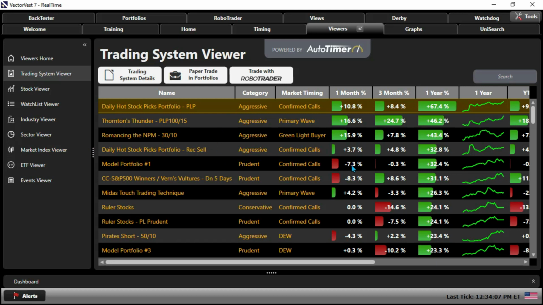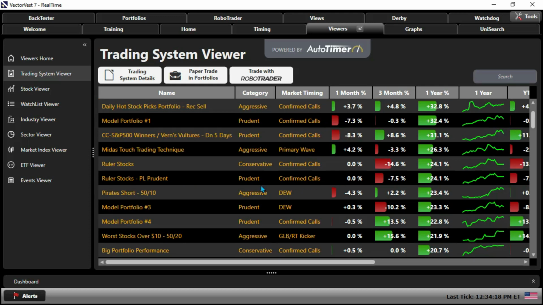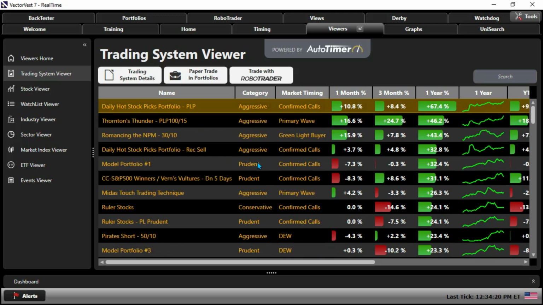Now, there's a few different things that you can do on the Trading Systems Viewer. One, you can see the name of the searches that are incorporated in it. Two, depending on how you invest in the market, you can sort this by category, whether you're aggressive or prudent or conservative or even speculative. Market timing. Which market timing call is the best one to use? I've only talked about 4 of them, but being able to utilize more than just those 4 are right here for you as well. Again, we did the work for you.